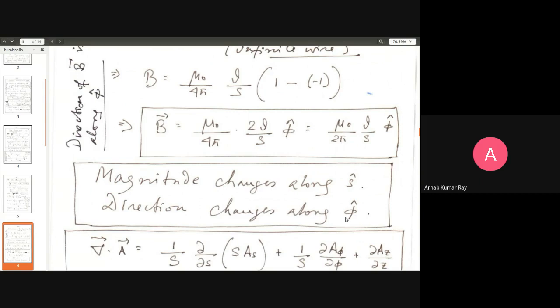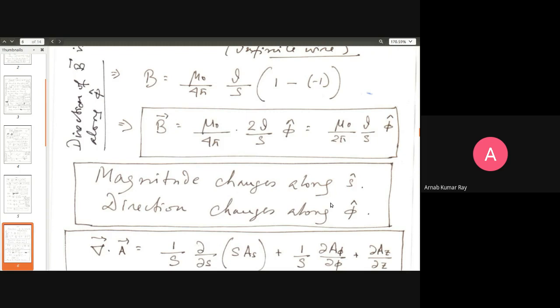What if I give you a source charge Q? Here you have a source current I. Remember, current gives rise to magnetic field, and charge gives rise to an electric field. So I give you a source charge Q. What is the strength of the electric field? Q divided by 4 pi epsilon naught R squared R cap. Meaning the magnitude and the direction both depend on R.